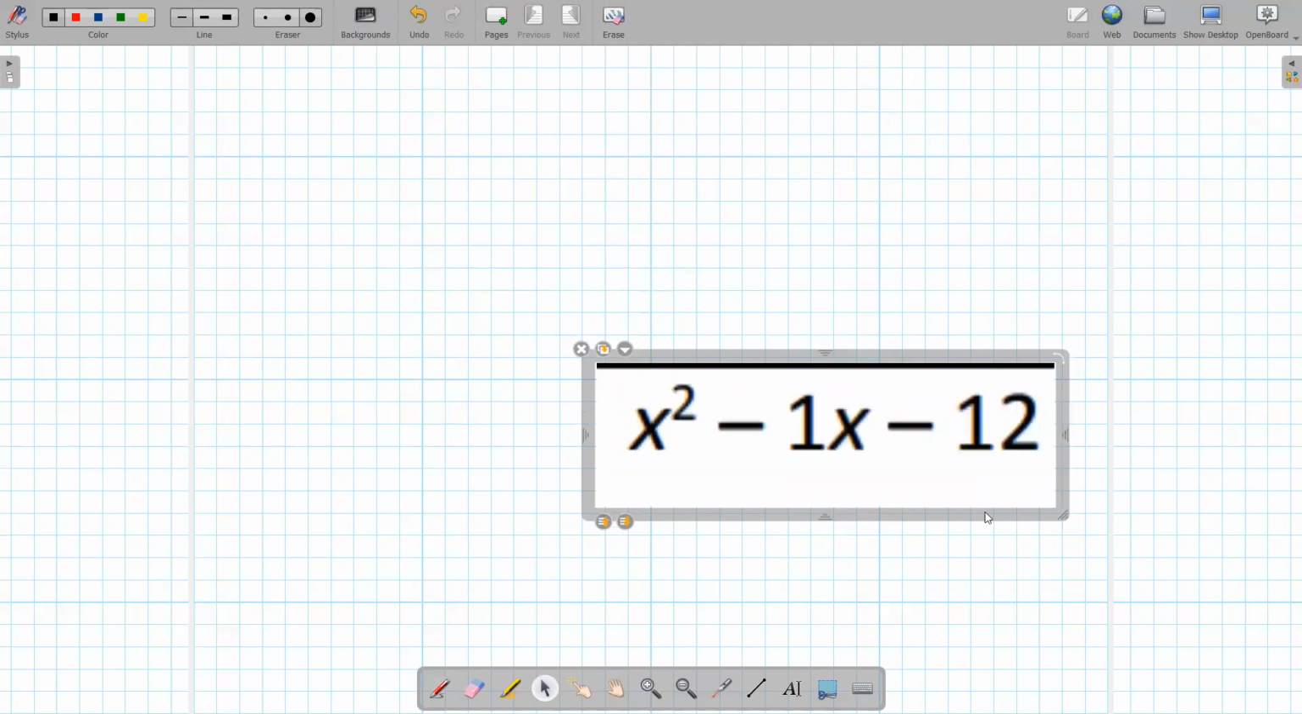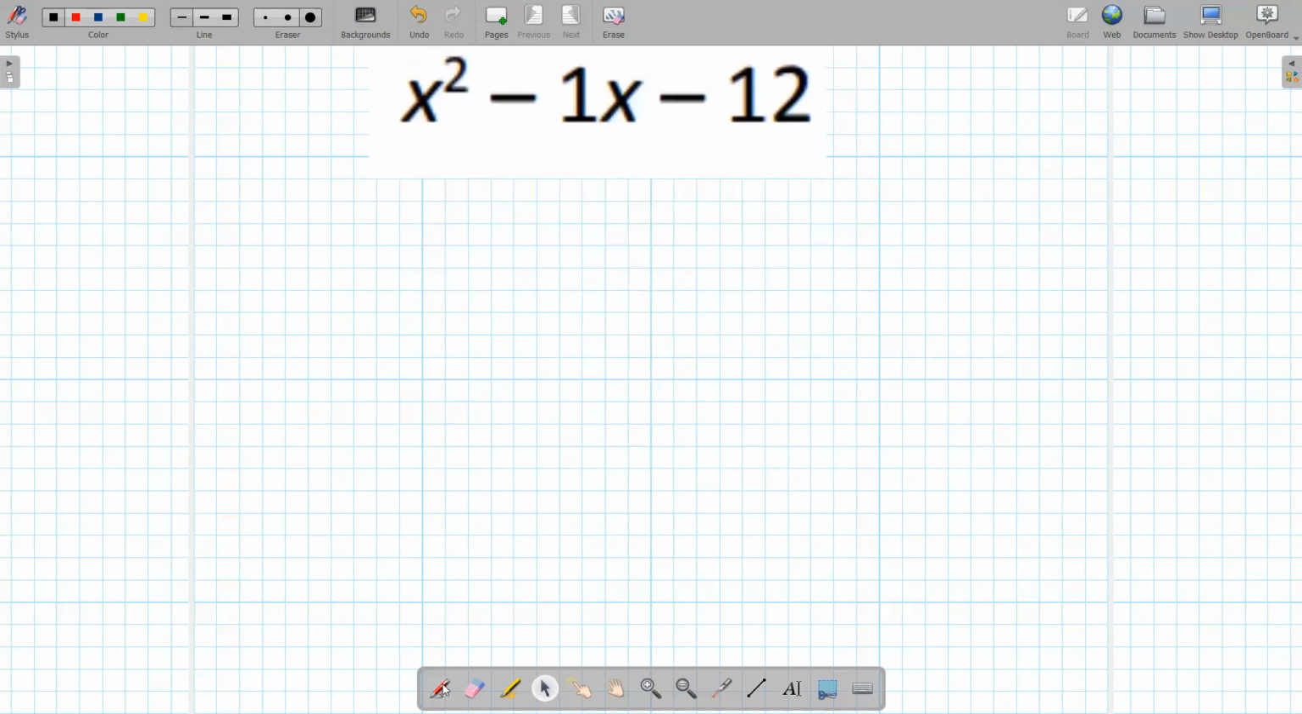Same idea here. We are looking for two numbers. When you multiply them, you get the last guy, so in this case it's minus 12. When you add them up, you get the middle guy, minus 1. What are the two numbers?